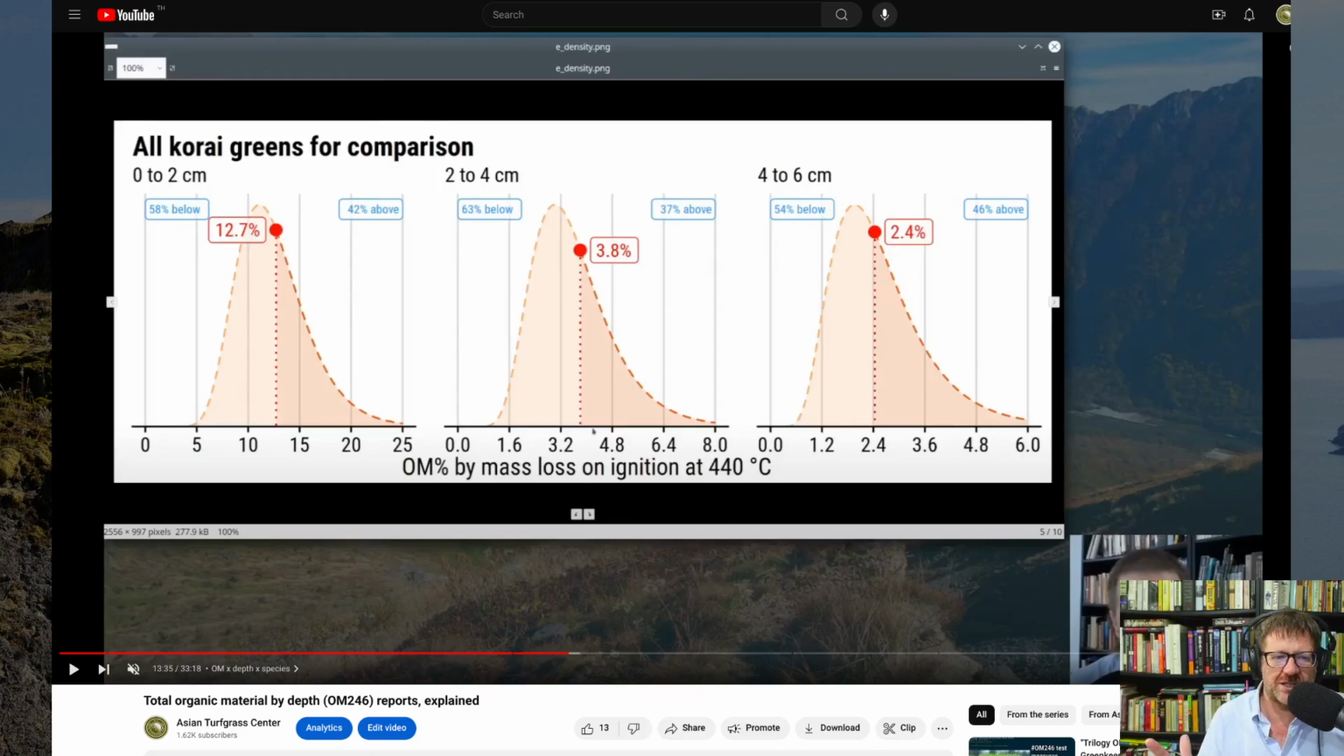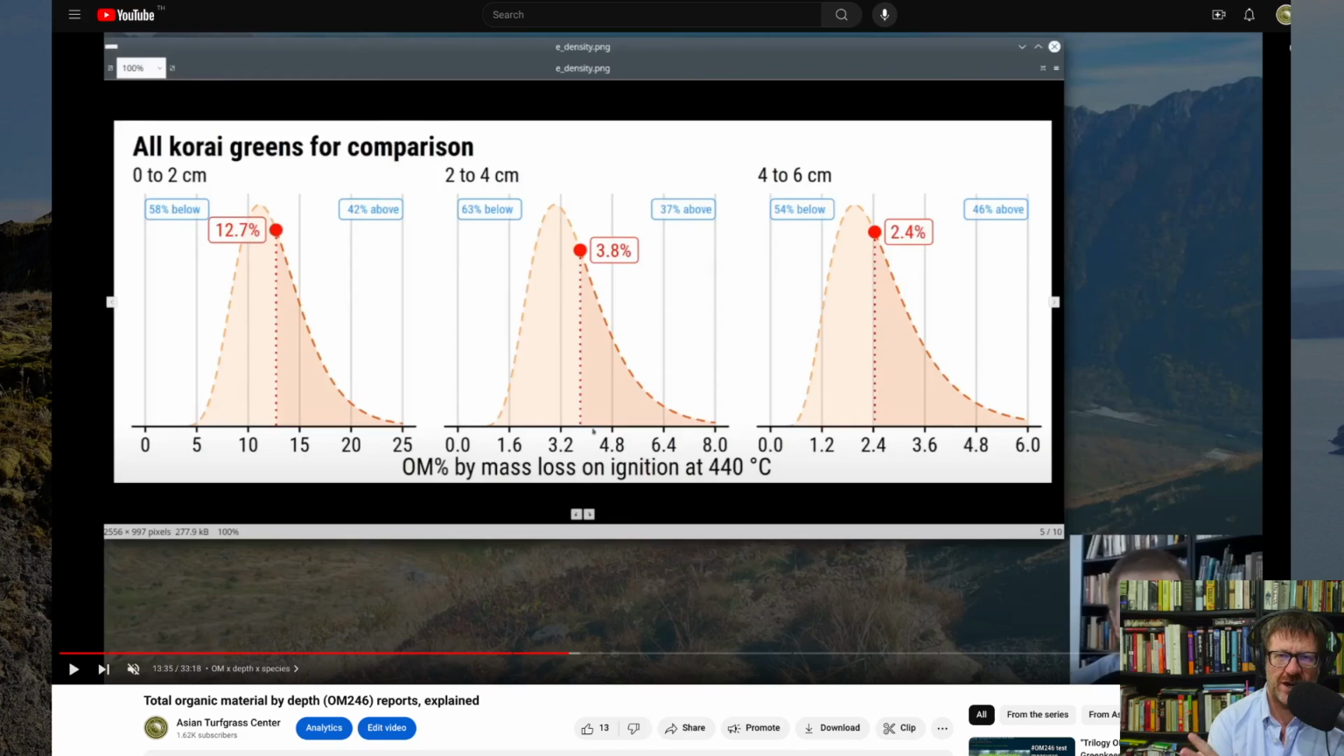So from that, you can say, for example, what I'm showing on the screen now is Zoysia core greens. If you have Zoysia greens and you have 12.7% organic material in the top 2 centimeters, which is right at the surface layer of the green, that would put you in the 58th percentile. 58% of greens of that species are expected to be below 12.7%. 42% of greens are expected to be above that level.